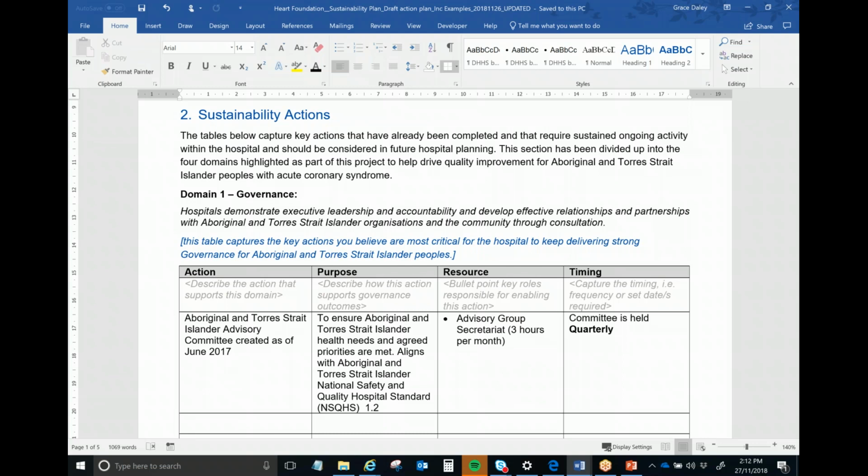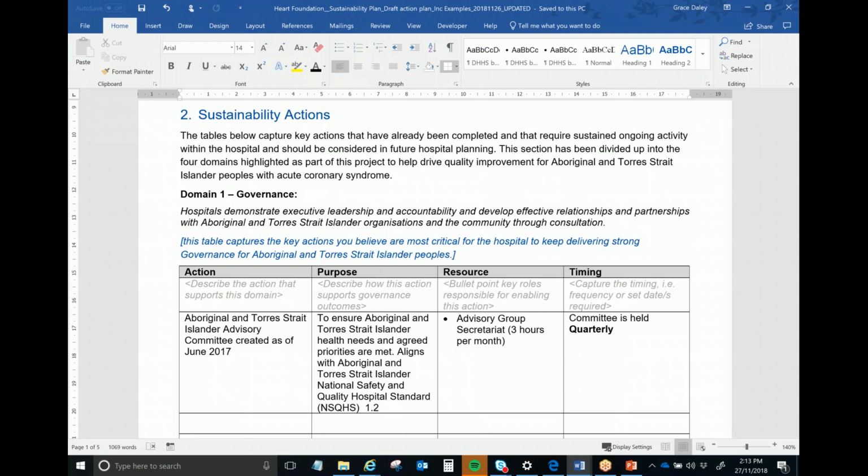So each of the tables have the same structure, but they focus on each domain outlined within the scope and focus of the project areas. So I'll just quickly talk through the structure. In front of you, you'll see domain number 1, governance. And I'll just quickly explain the 4 columns of the table before we get into some of the detail of the example. The first column is around the action undertaken to support that respective domain.